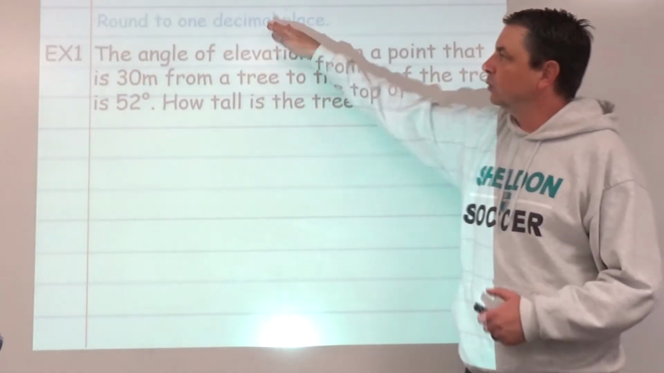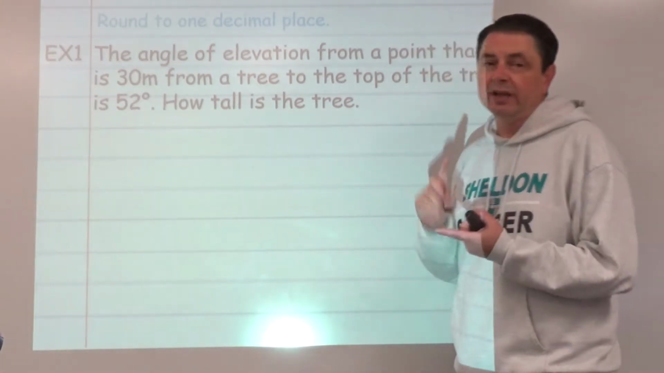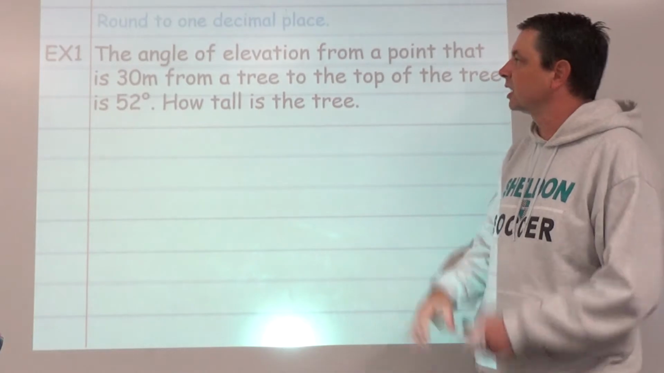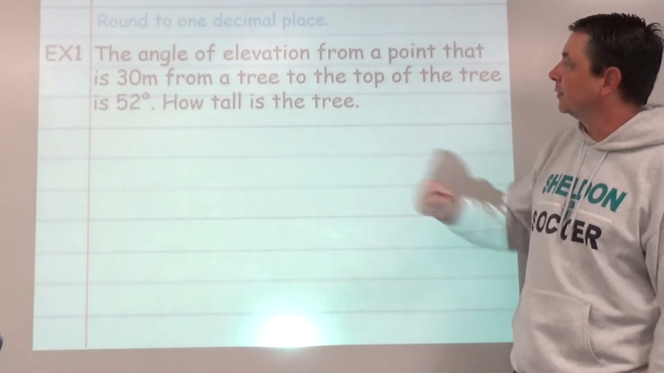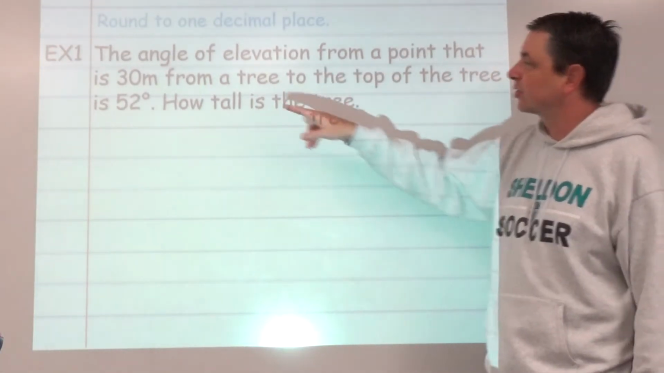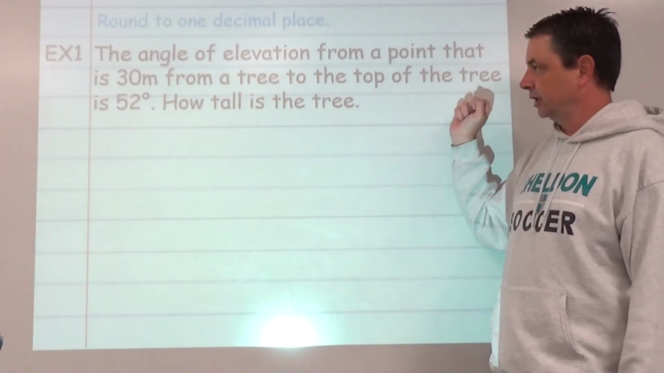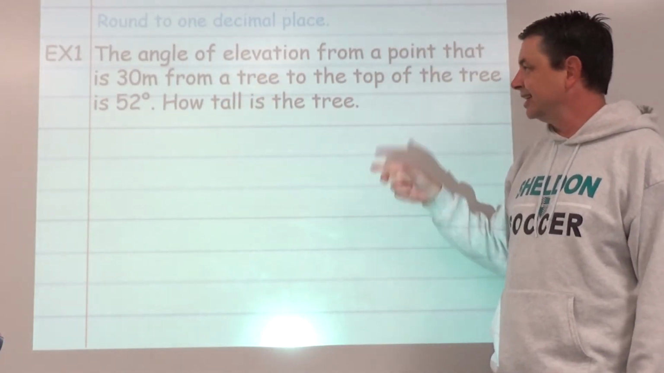Example number 1, we will ultimately round to one decimal place. We're also going to include units. We're going to start by making a sketch. Here's the problem. The angle of elevation from a point that is 30 meters from a tree to the top of the tree is 52 degrees. How tall is the tree?